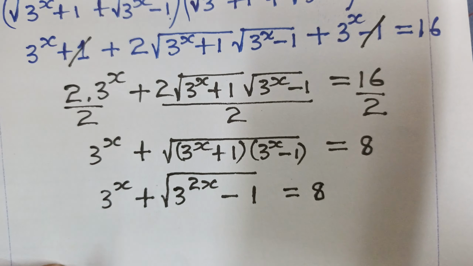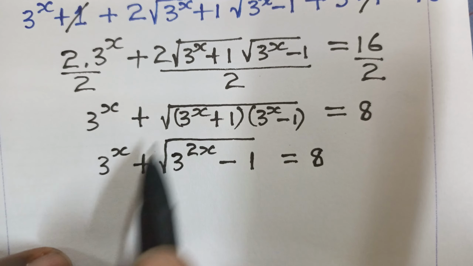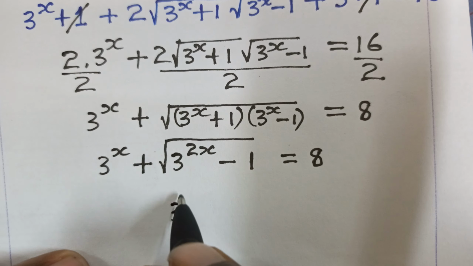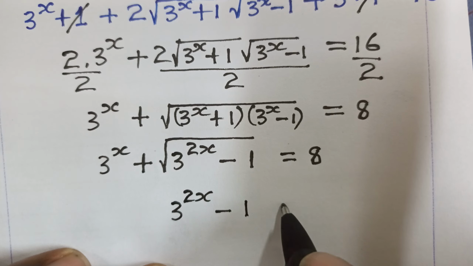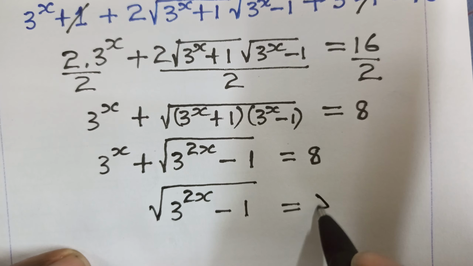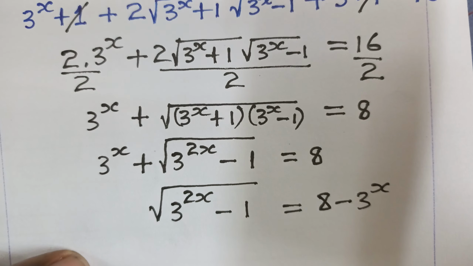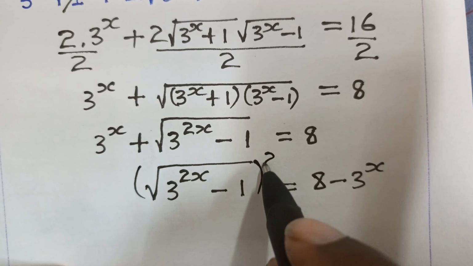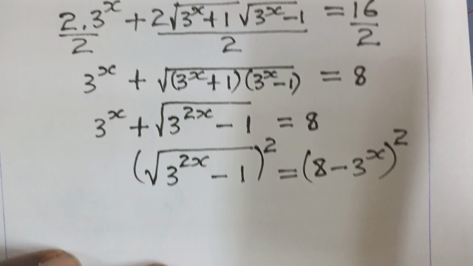Then we bring 3^x to the other side, so that we are left with only one square root term on this side. So we shall have the square root of 3^(2x) minus 1 equals 8 minus 3^x. Now we can square both sides, this side and this side, to remove the square root sign.